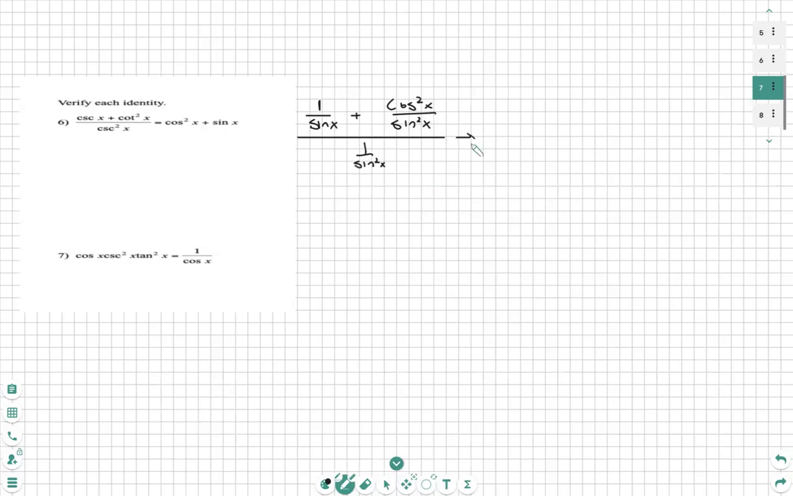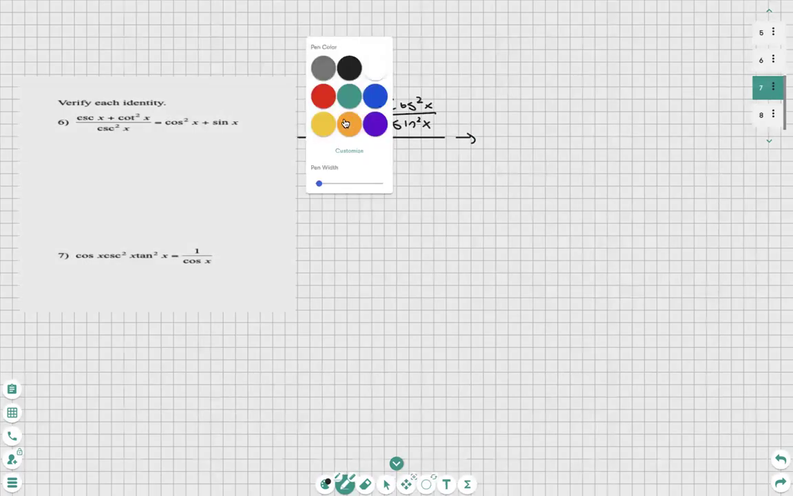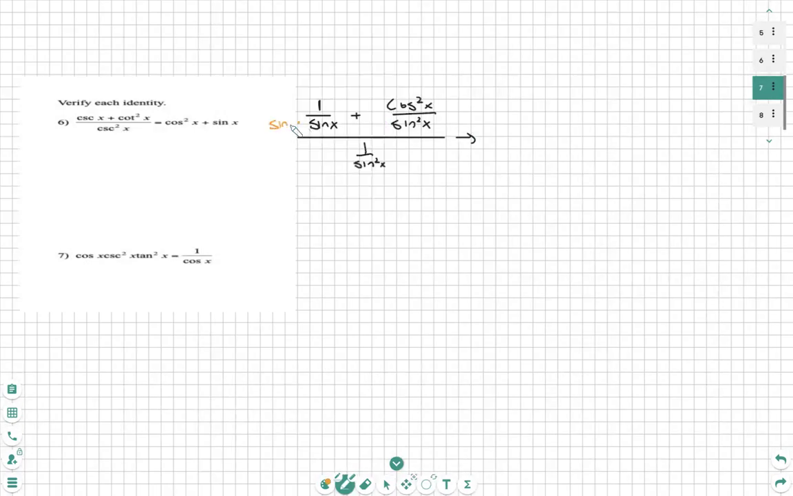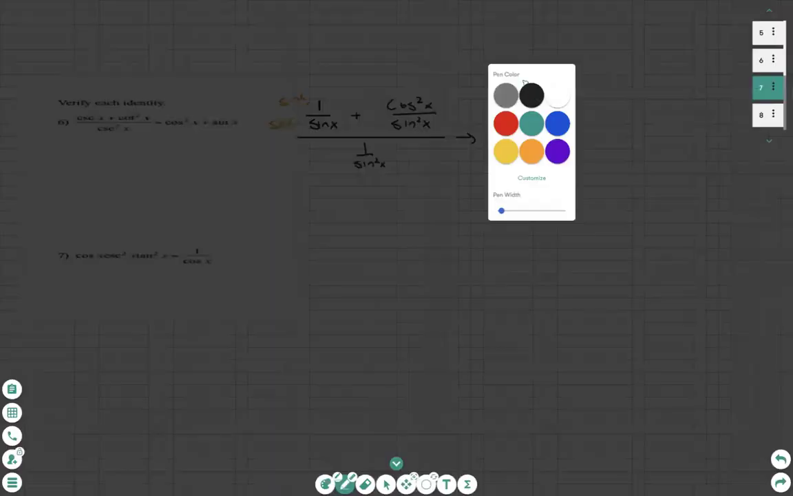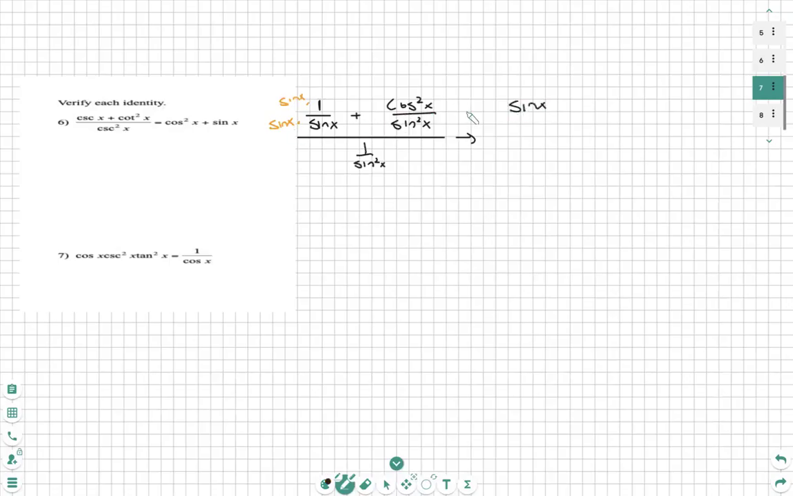Next, we're going to approach the numerator and see that we need a common denominator. So I'm going to multiply the denominator on the left by sine of x, because sine of x times sine of x will get us sine squared of x. Moving to the right, this will become sine of x on the numerator over sine squared of x plus cosine squared of x over sine squared of x. Since they have the same denominator, we can then combine the fractions. This will then be sine of x plus cosine squared of x all over sine squared of x.